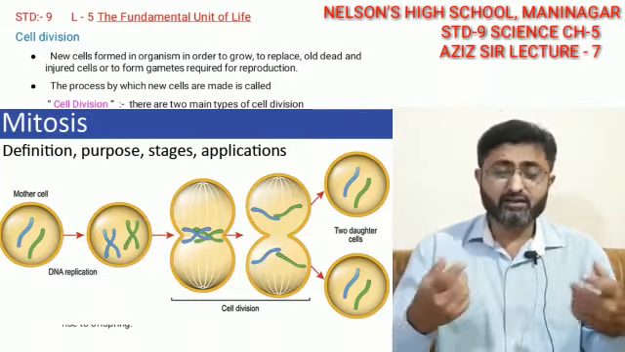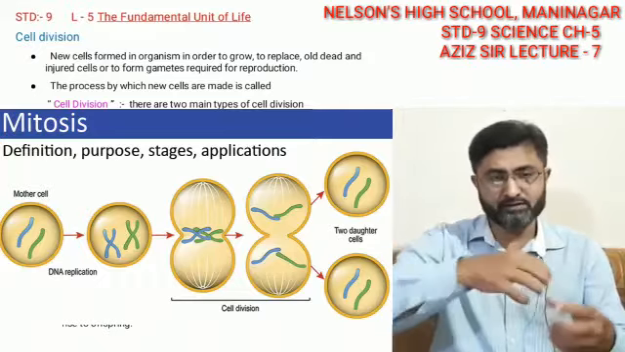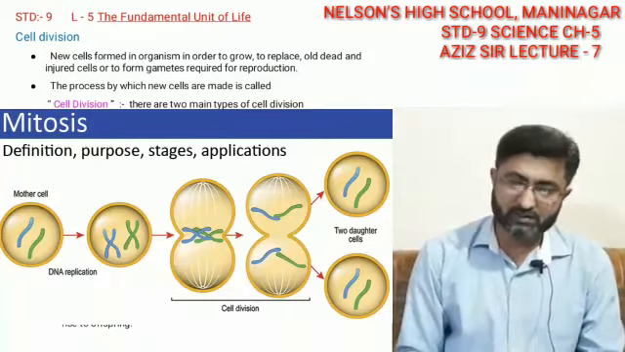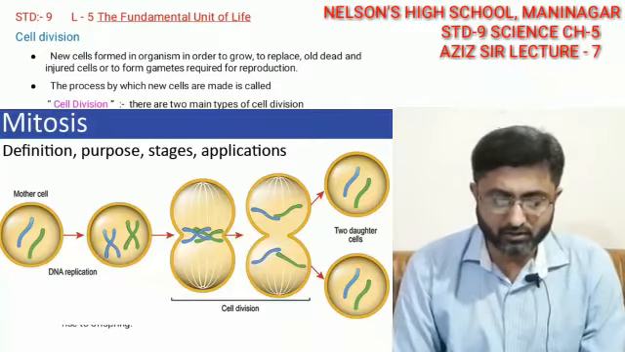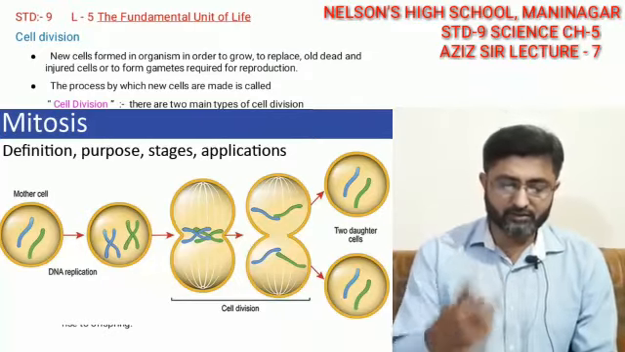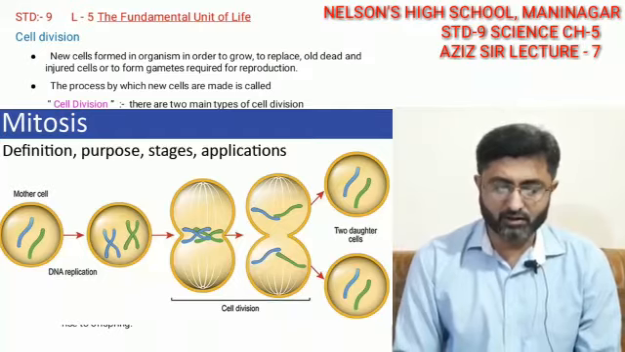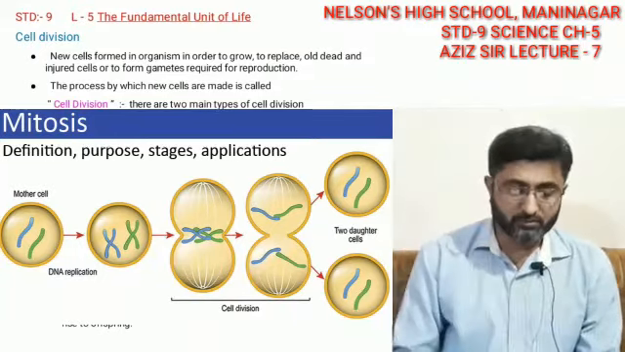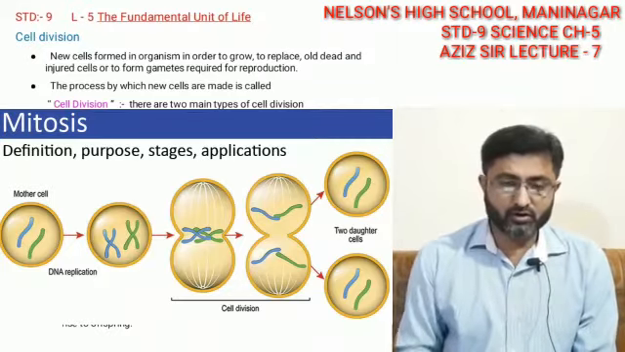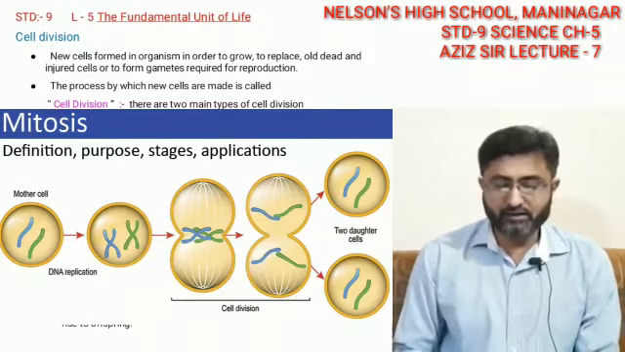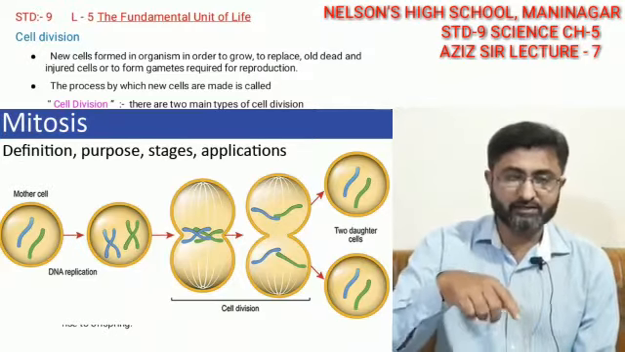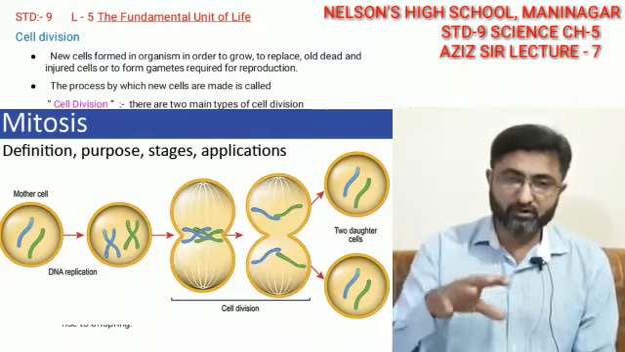So basically what we say is that from a mother cell two daughter cells are formed, but basically one is originally the mother cell only and the second one is a daughter cell. Likewise, from one cell we get two cells coming out of it. This is a type of division in which the number of chromosomes remains the same. The daughter cell which is formed in this type of division has the same number of chromosomes, that is the same genetic content.